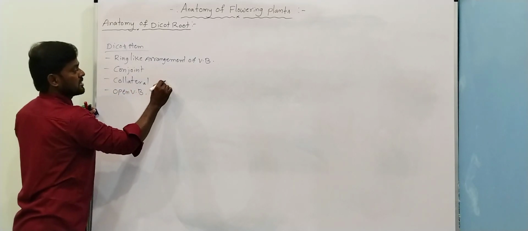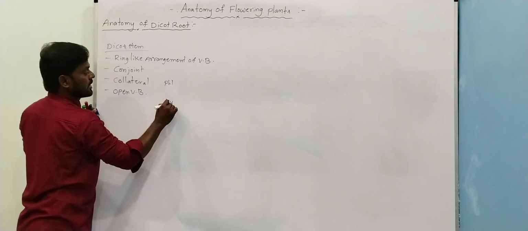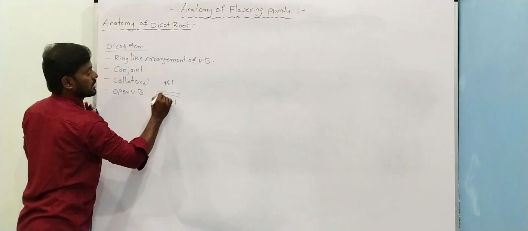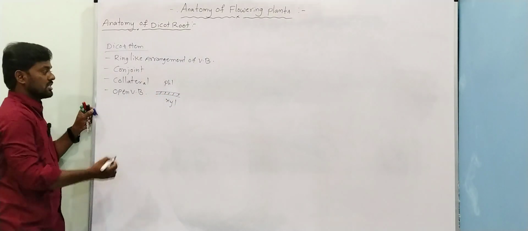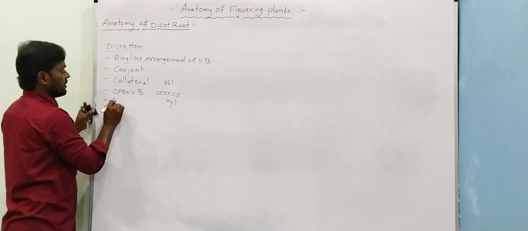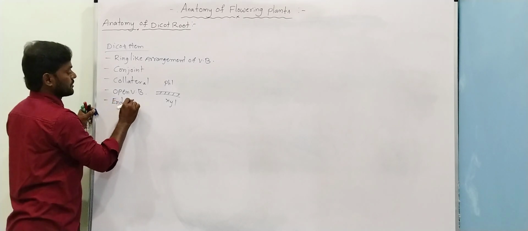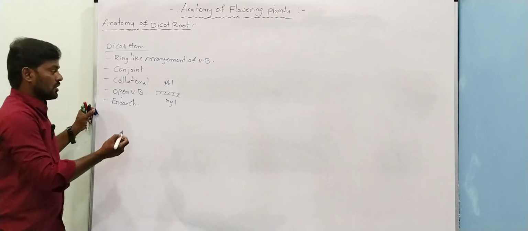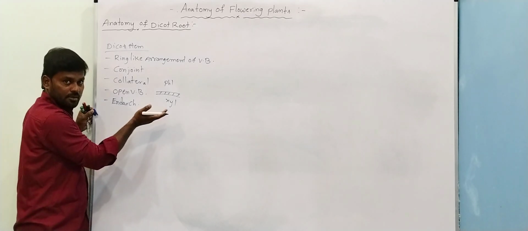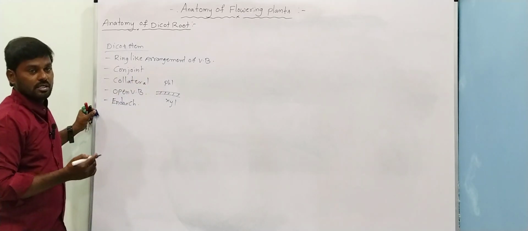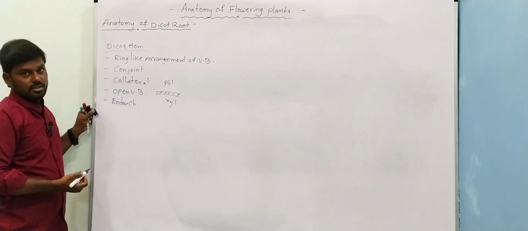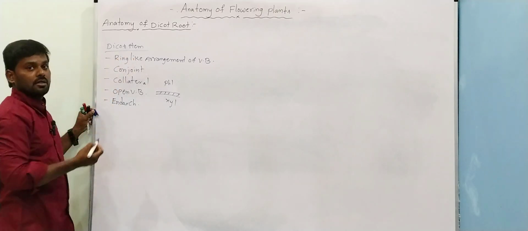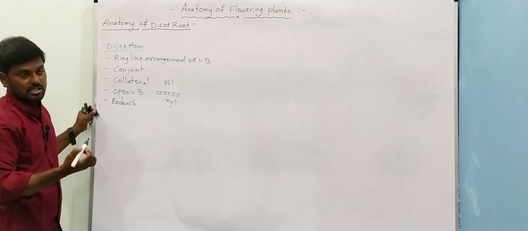Open vascular bundle means a cambium ring is present between the phloem and xylem. That is open vascular bundles, and xylem is endarch. Endarch means protoxylem towards the inner side, metaxylem towards the outer side. That condition is known as endarch. And in case of the dicot stem, secondary growth also takes place.